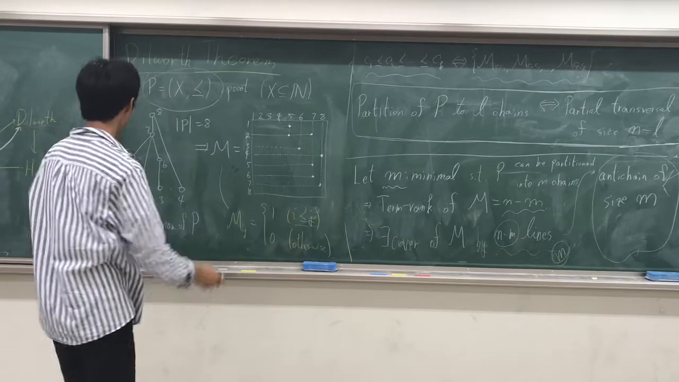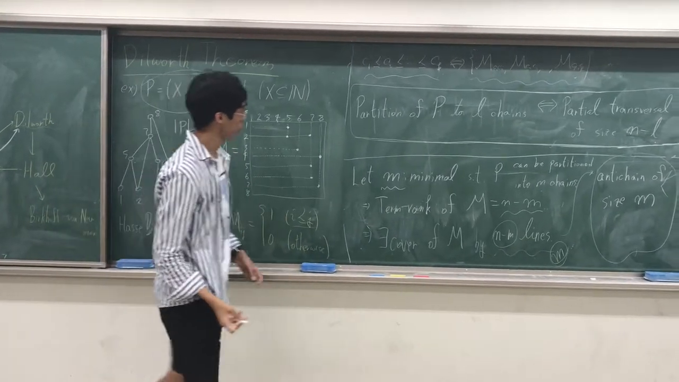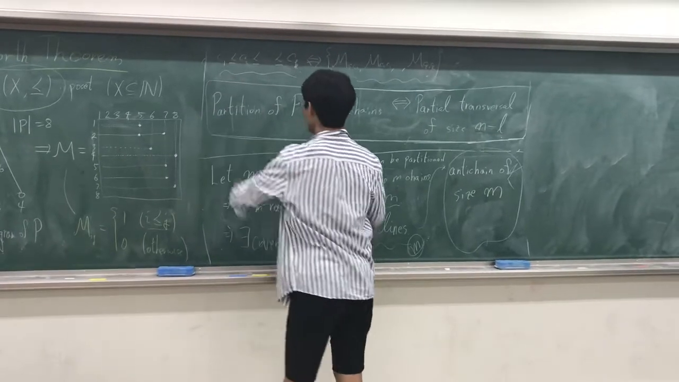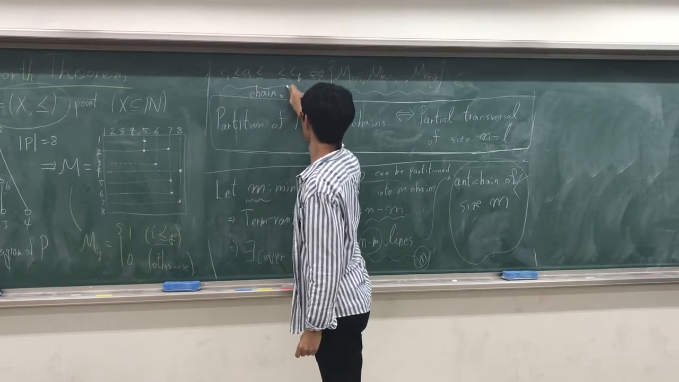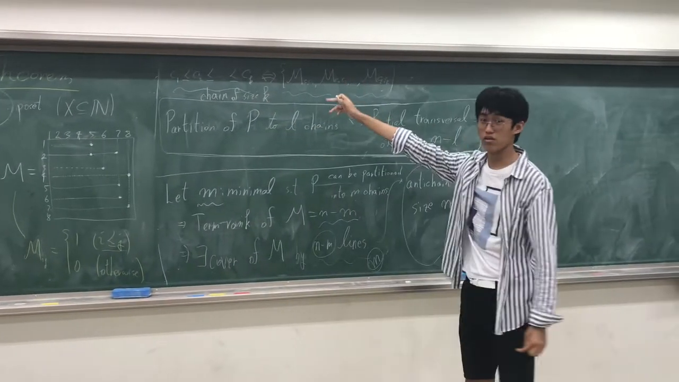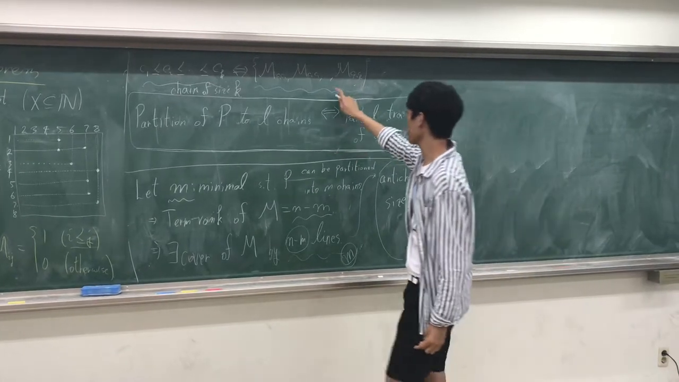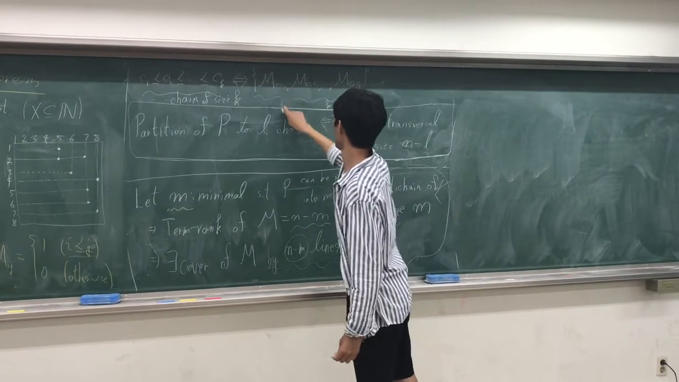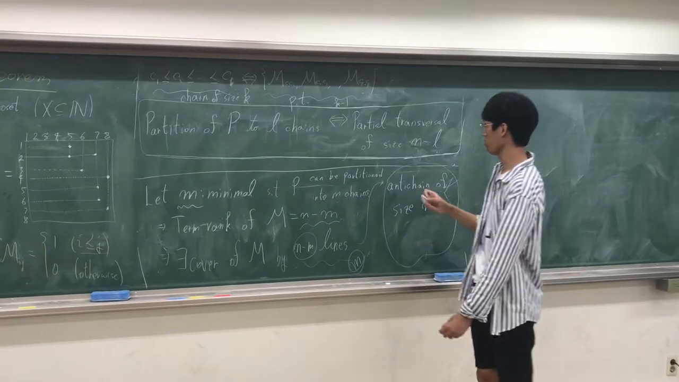Now, to relate this partially ordered set and this matrix, we notice the following. We observe that if we have a chain of size k, then it corresponds to a partial transversal in that adjacency matrix of size k minus 1. PT is an abbreviation for partial transversal.